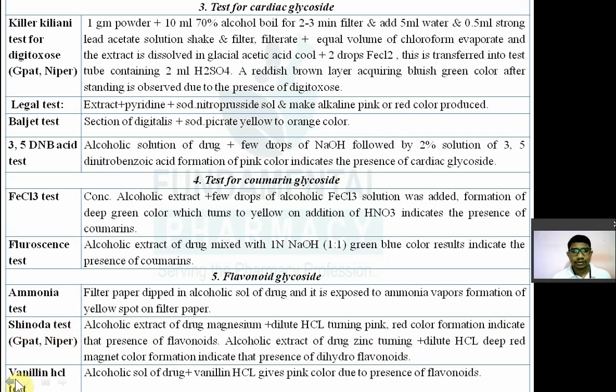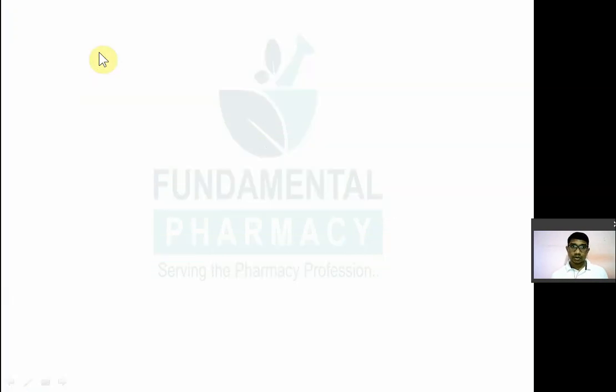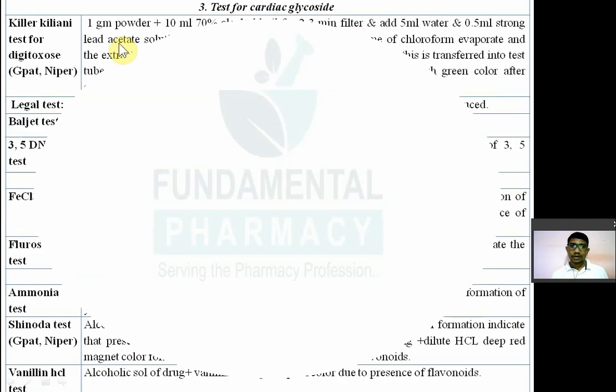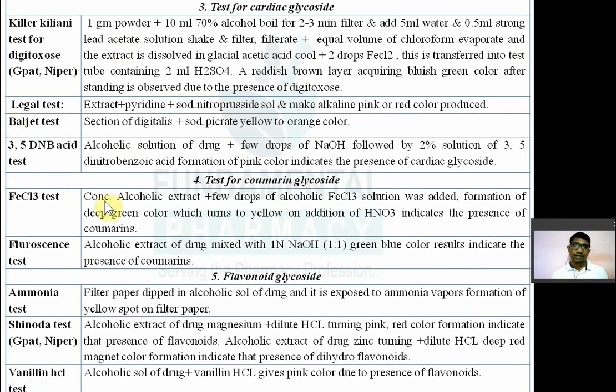Next one is the vanillin hydrochloric acid test. Take an alcoholic solution of the drug plus vanillin hydrochloride, and you will get a pink color due to the presence of flavonoid. So remember, for flavonoid: ammonia test, Shinoda test, and vanillin hydrochloric acid test. For coumarin glycosides, you have ferric chloride and fluorescence tests. For cardiac glycosides, you have Keller-Kiliani test, Legal test, Baljet test, and dinitrobenzoic acid test.